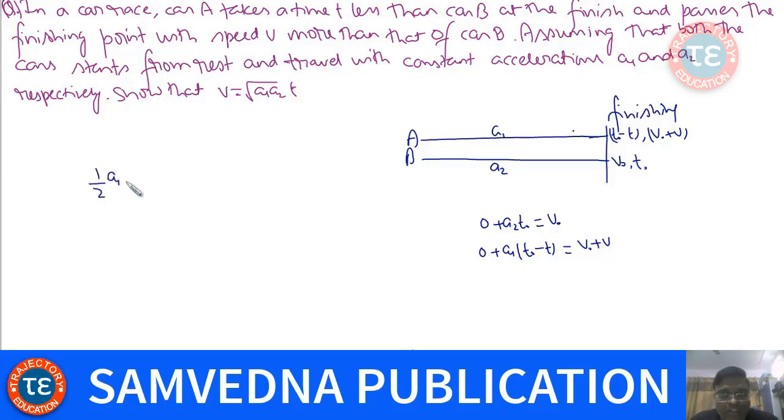During this, the distance traveled by them is the same, so 1 by 2 a1 times t naught minus t square is the same as 1 by 2 a2 t naught square. Of course, t naught minus t has to be positive, time cannot be negative. So that is root a1 times t naught minus t equals root a2 times t naught, and that's a relation. Okay, so we got the relation between t naught minus t and t naught. So from here we can find t naught also.